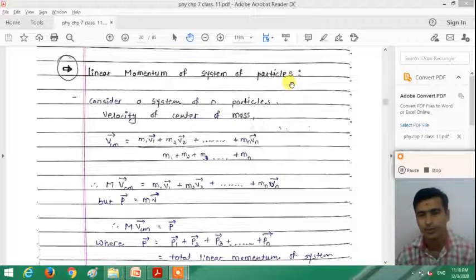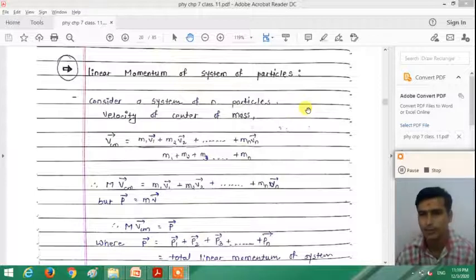One separate question that will be asked in your examination is: explain the linear momentum of a system of particles, right? For that, consider a system of n particles with masses m1, m2, m3 up to mn, and the position vectors of the particles r1, r2, r3 up to rn, right? So the equation of the center of mass can be written as RCM is equal to m1r1 plus m2r2 plus m3r3 up to mnrn divided by m1 plus m2 plus m3 up to mn.